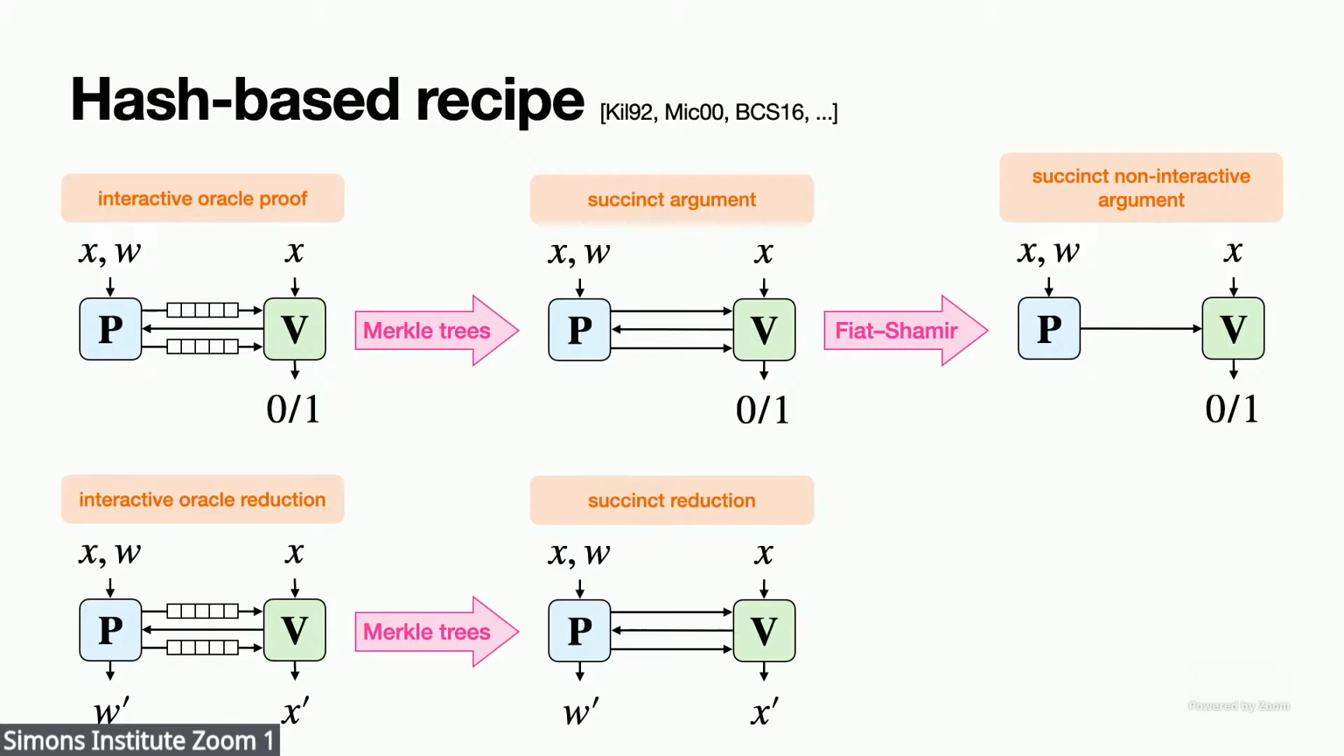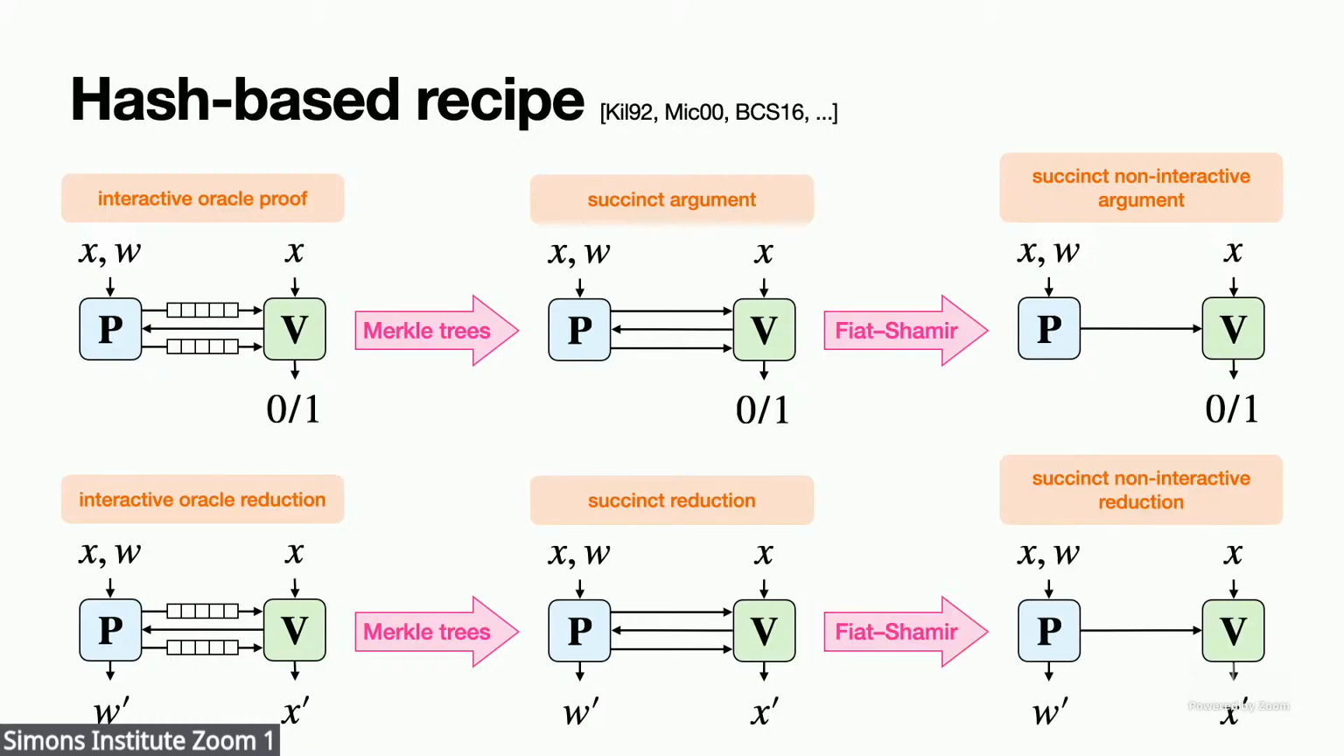Okay. And then at the end, whenever the verifier wants to query some positions, the prover is just going to open the Merkle paths. Okay. And you can also just make this non-interactive with Fiat-Shamir.